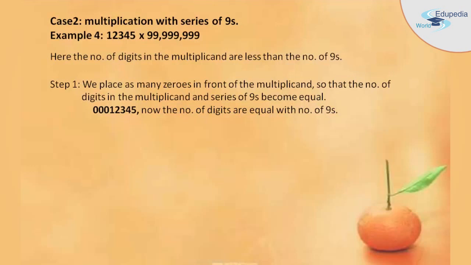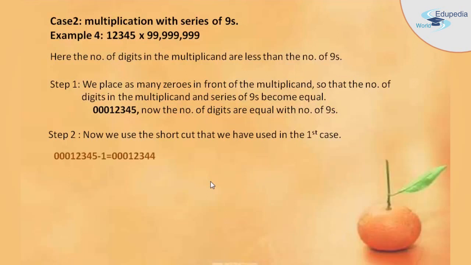Now step 2 of case number 2 tells you that we have to proceed with the case number 1 shortcut in order to get the product. I think you know pretty well how to do the case number 1 shortcut. The first step of case number 1 shortcut tells you that we have to deduct 1 from the multiplicand, that is 12,345, and if you deduct 1 from the multiplicand, you will get 12,344.